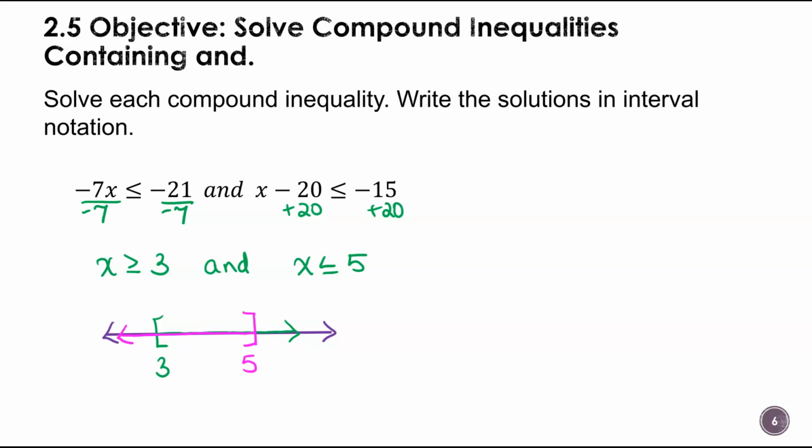And where do my lines cross each other? Where do they intersect? Well, between the 3 and the 5. So my interval notation is from 3 to 5. Both the 3 and the 5 are included. And there's my solution set in interval notation.